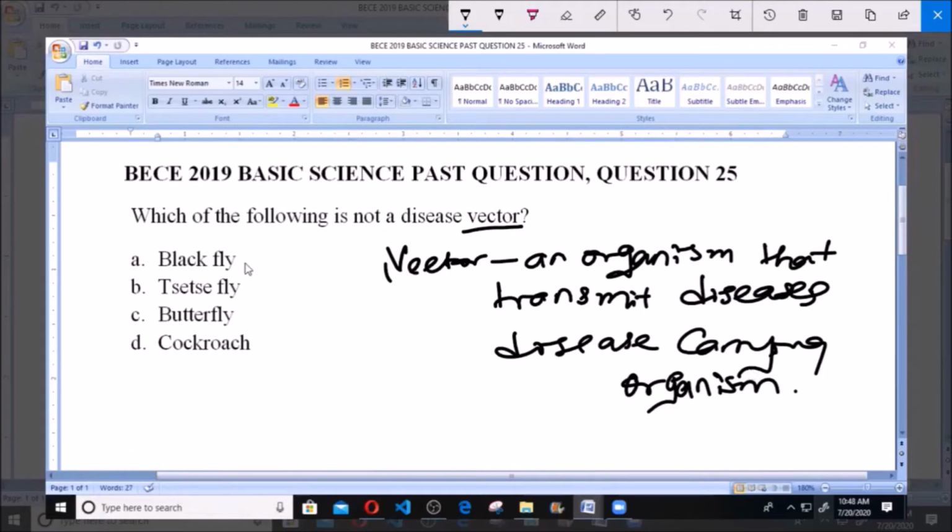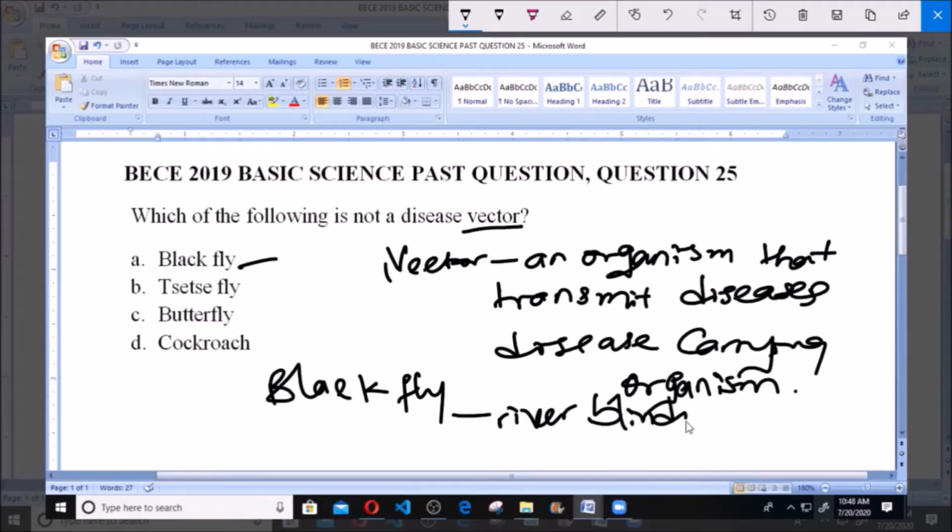Now A says black fly. I want us to understand that black fly is a vector. It carries a nematode that causes river blindness. So this is the disease it carries. Black fly carries the disease river blindness.